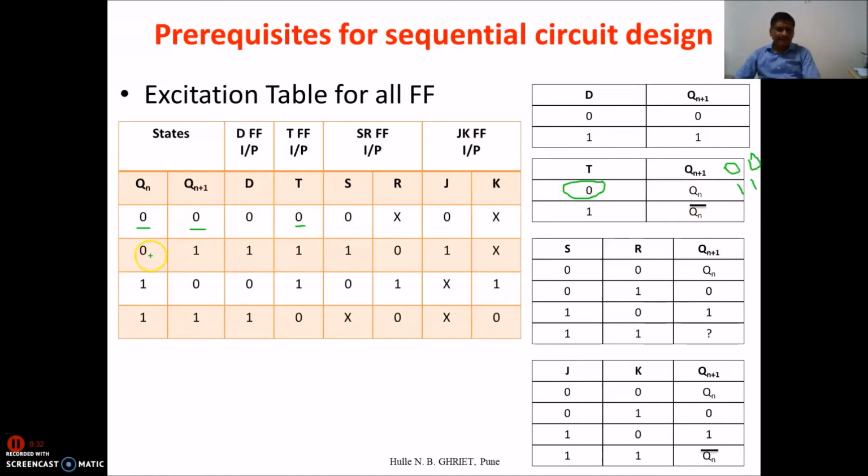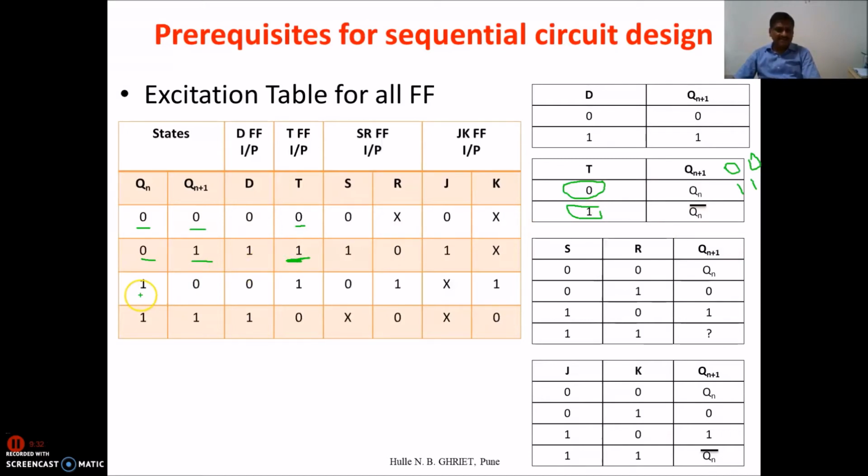Now here the present state is 0 and the next state we want to be 1. This is possible in the case of the T flip-flop only when we apply the input as 1, because if the present state is 0, we want the next state to be the complement of the present state, which means we have to apply the input as 1, that is Qn bar. That's why the input applied is 1 in the case of the T flip-flop.